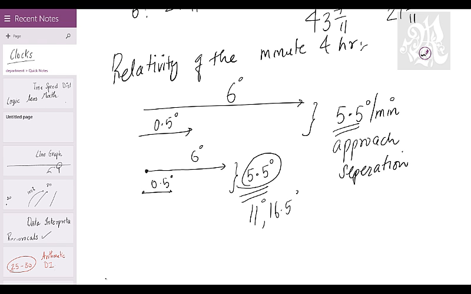You tell me one thing. When I say minute hand is 360 degrees ahead of the hour hand, what do you mean by that? It means they are back together again, not at 12.